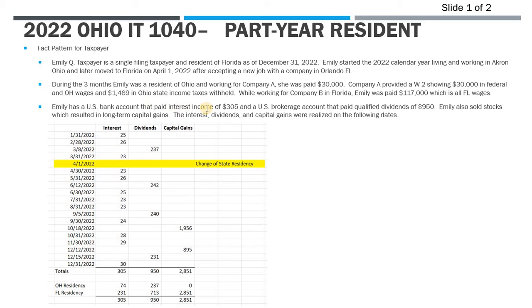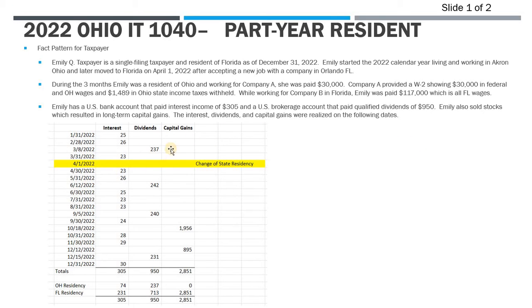Now, for her investment income, she's got a couple of sources. She's got some interest income from a bank account totaling $305 for the year. She's also got a brokerage account where she was paid some dividend income, qualified dividends at $950. And then she sold some stocks later on in the year, which resulted in long-term capital gains.